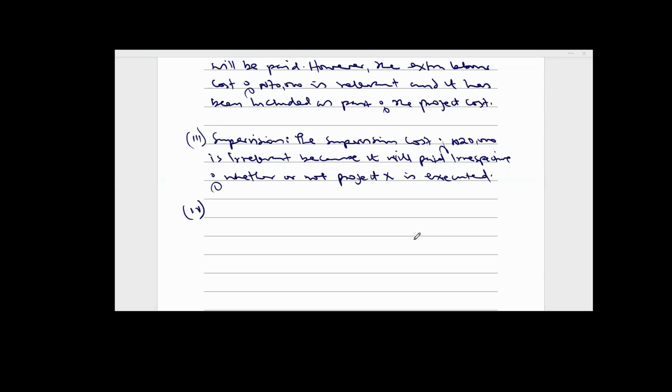So the examiner is now telling you that they arrive at that overhead by taking 200% of direct labor. Direct labor is 60,000. 200% of 60,000 is 120,000 naira. So I'm now asking you, that overhead of 120,000 naira, is it relevant or irrelevant? Yes, relevant or irrelevant?